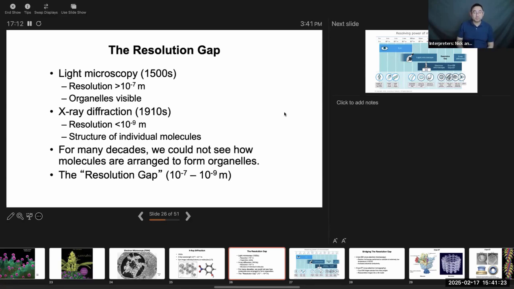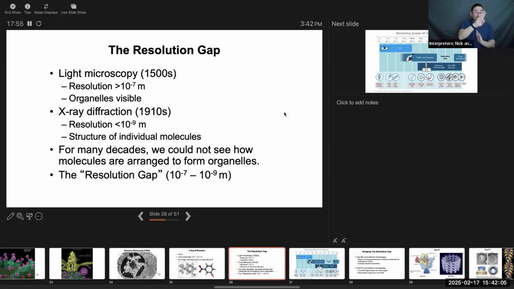All right, so like I said, X-ray diffraction was developed in the teens and really took off throughout the 1930s to the 1950s. The structure of DNA was determined in 1953. Protein structures in the 1960s. And X-ray diffraction allows you to see things that are very, very small, things that are smaller than a nanometer, smaller than 10 to the minus 9 meters. So it allows you to determine the three-dimensional structure of individual molecules. But for much of the 20th century, there was this gap in between. Light microscopy could go down to about 10 to the minus 7 meters.